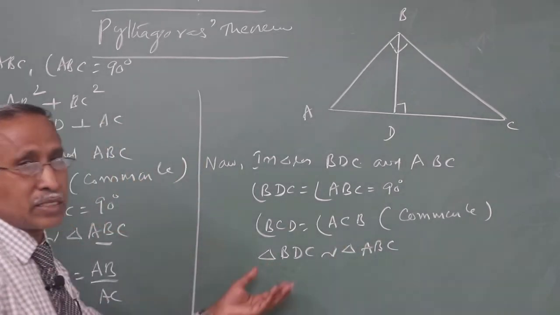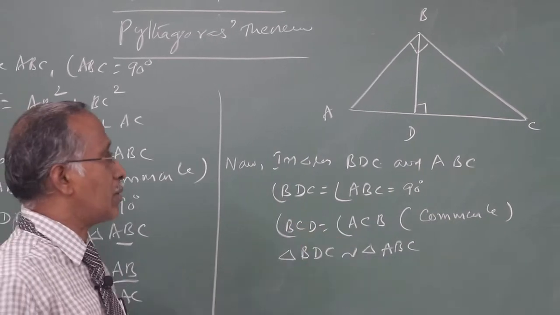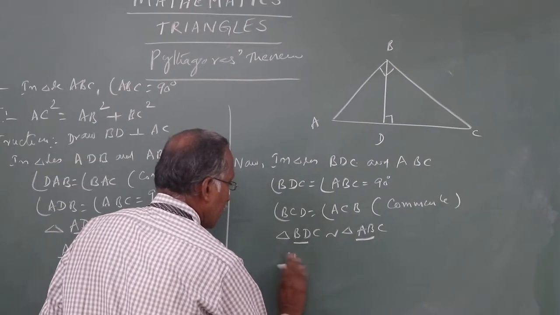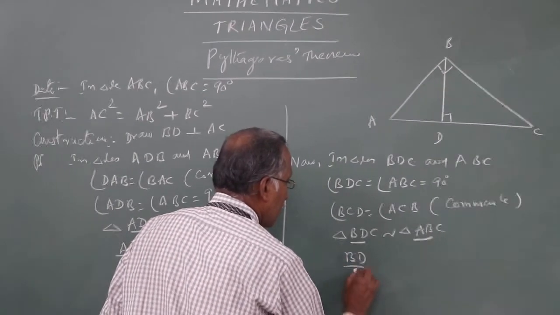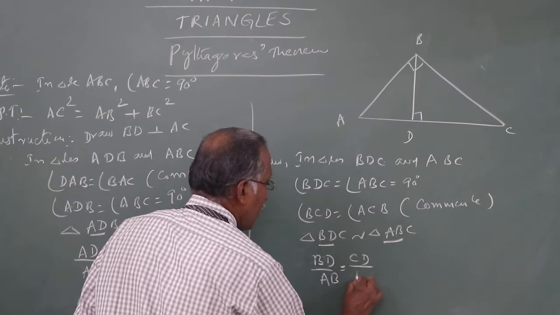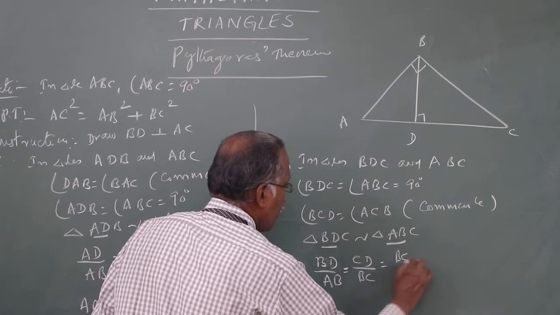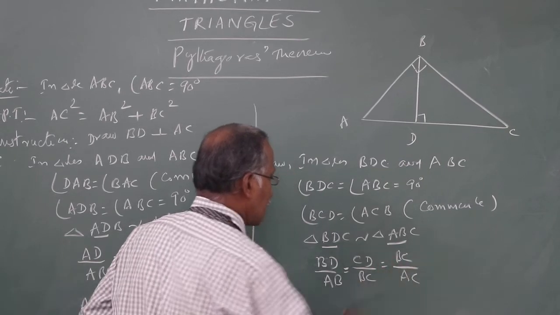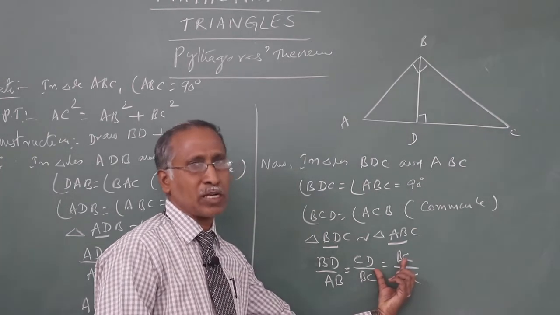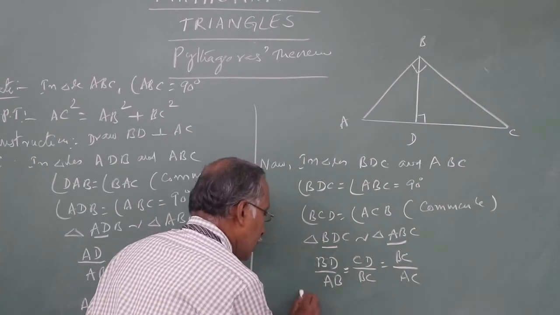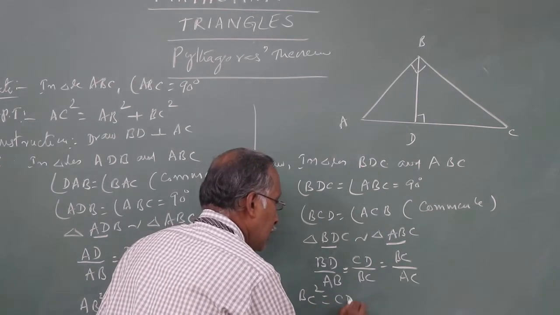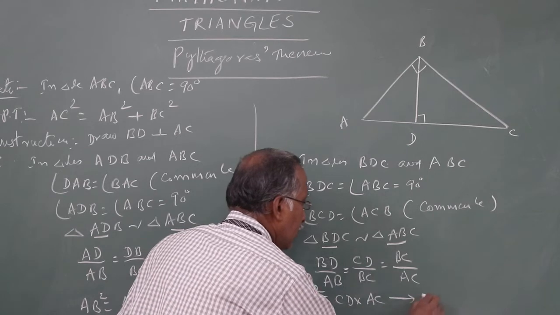Again, when they are similar, corresponding sides are in proportion. Therefore, BD by AB is equal to CD by BC, which is equal to BC by AC. Now, take these two and do the cross multiplication. BC into BC, BC square is equal to CD into AC. This is equation 2.